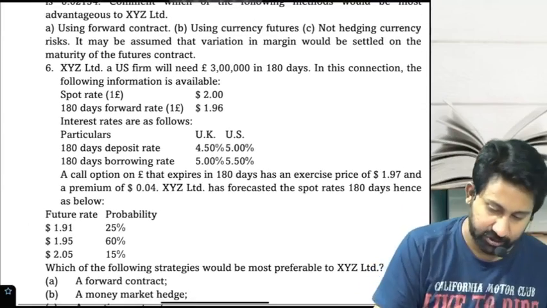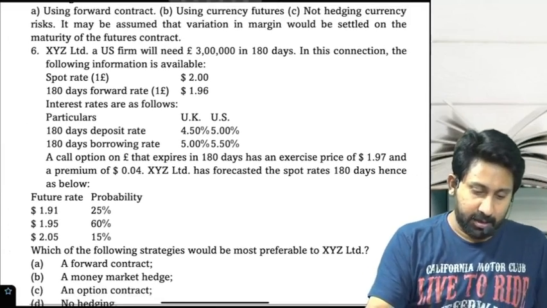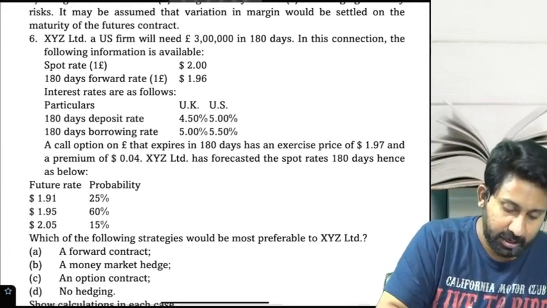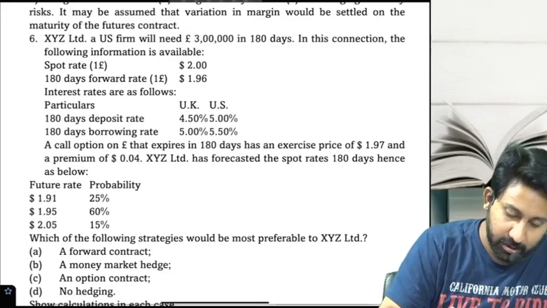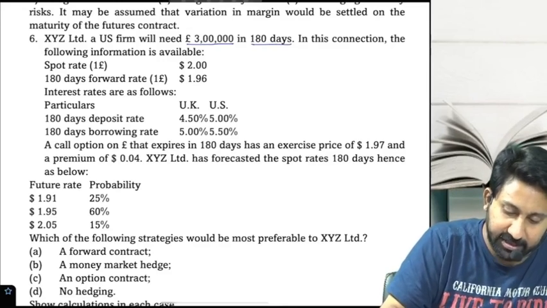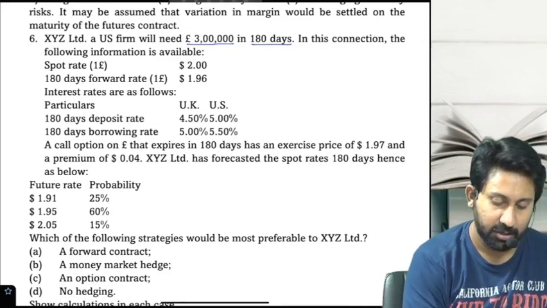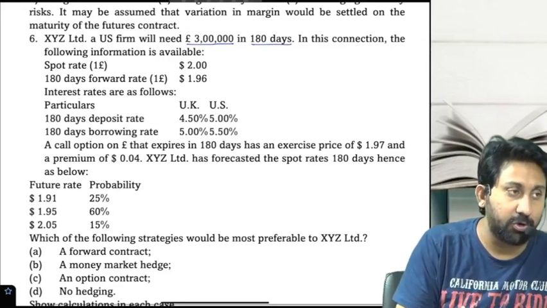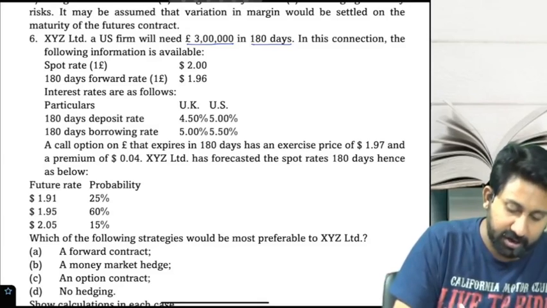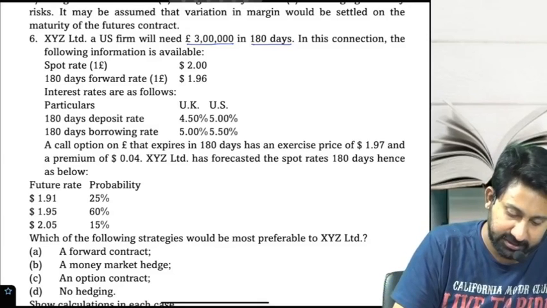See the question. XYZ Limited, a US firm, will need pounds 3 lakh in 180 days. In this connection, the following information is available. Spot rate: 1 pound equals $2. Forward rate: 1 pound equals $1.96.